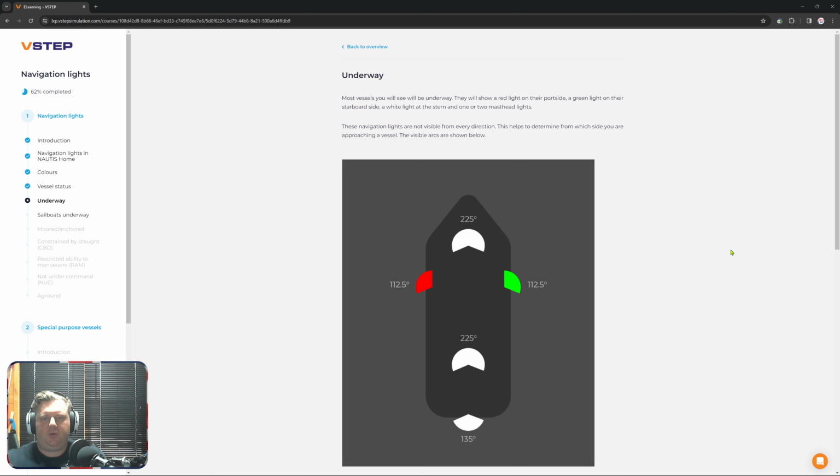Most vessels you will see will be underway. They will show a red light on their port side, a green light on their starboard side.